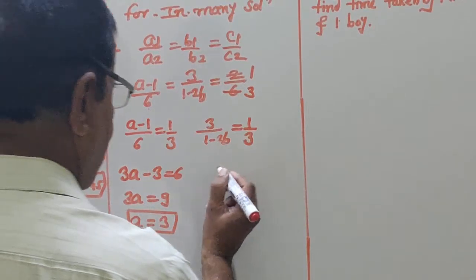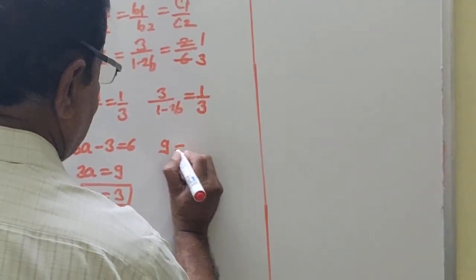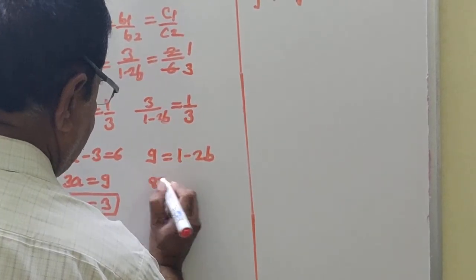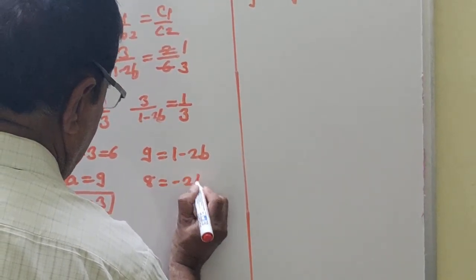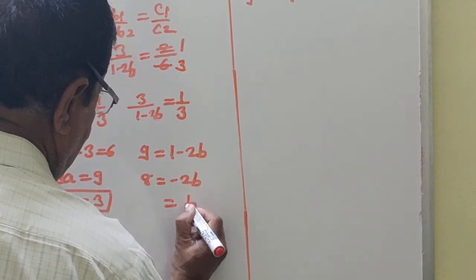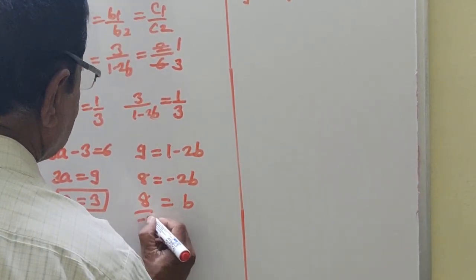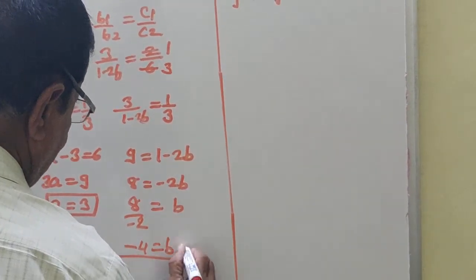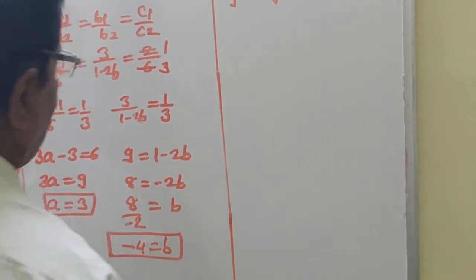Now what will I do here? Again cross multiply. This is 1 minus 2b. Now what will come here? 9 is equal to 1 minus 2b, so 8 is equal to minus 2b. So b is equal to 8 upon minus 2, that is b is equal to minus 4. These are the required values for the given problem.